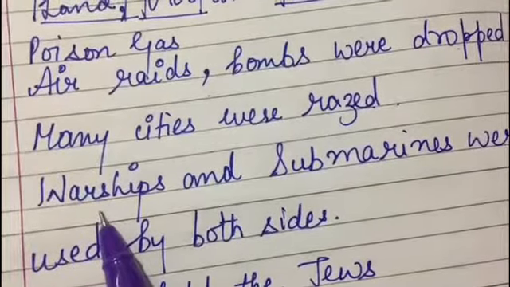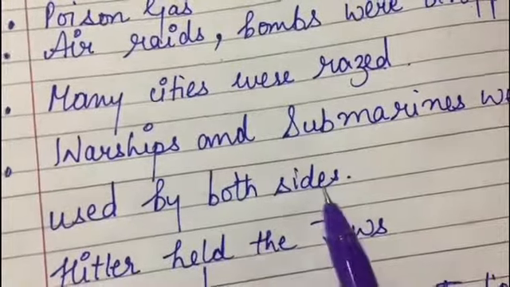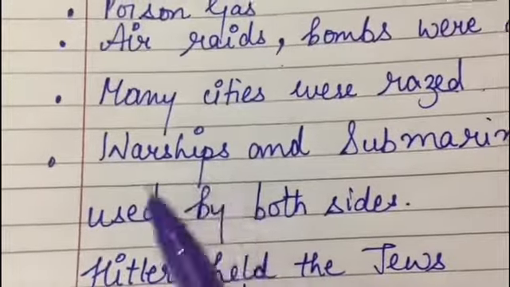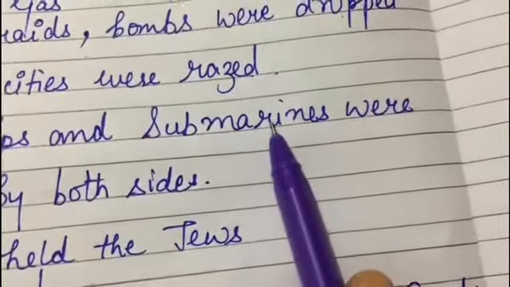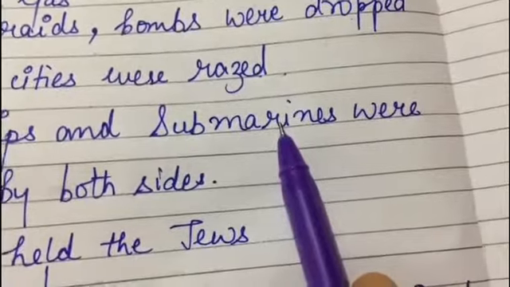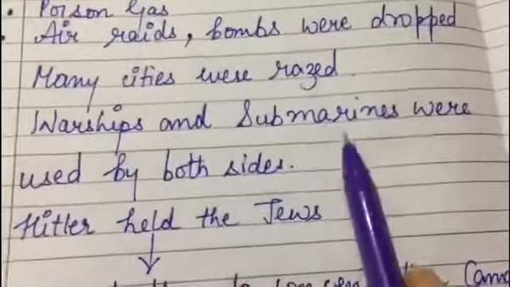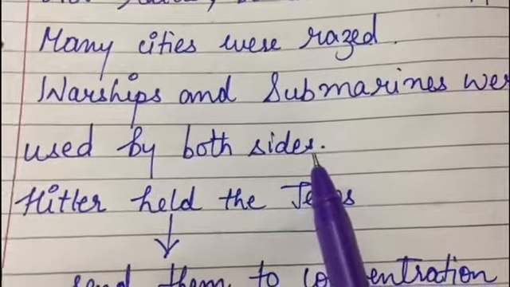After that, they are saying that warships and submarines were used by both sides. Now, what is the meaning of warships? Warships are those ships that are used during wars. And submarines are those types of ships that can travel under the water as well as on the surface. So, these ships were used by both sides.